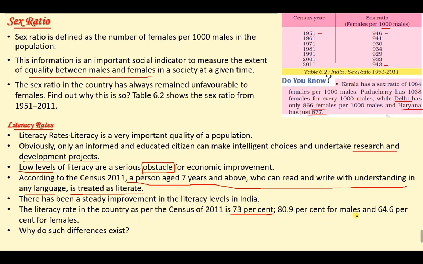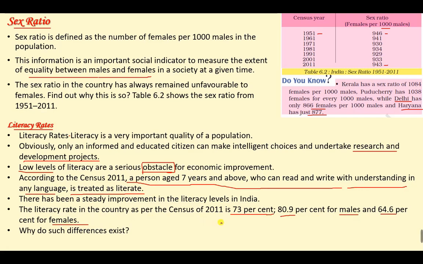But see, males 80.9% and 64.6% for females. Means males are more literate than females in our country. Again, here you can see gender discrimination between males and females by our society, by the people in our country.